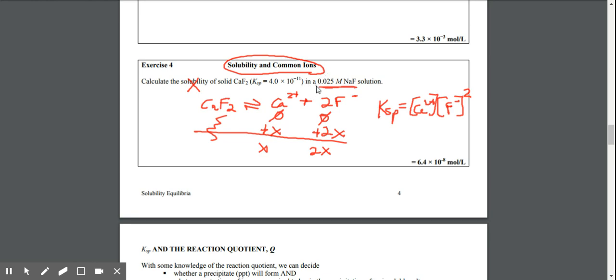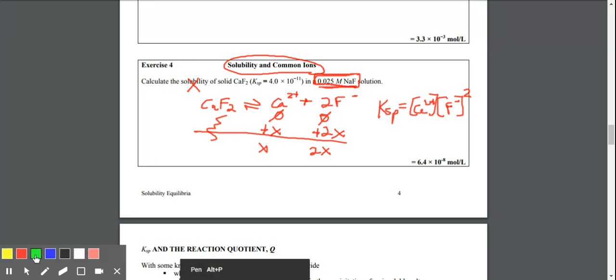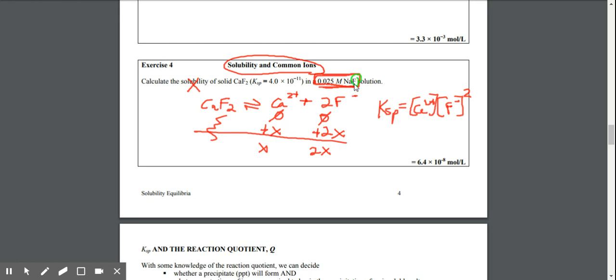Now, let's look at this piece of information. So what we want is solubility, and it gives us my KSP. But what's different in this question and exercise 3 that we worked out in the last video is that it is giving us a concentration of some solution. Now, this solution has something in common with our reaction here. And what's in common is the F, all right? So this F and this F are in common.